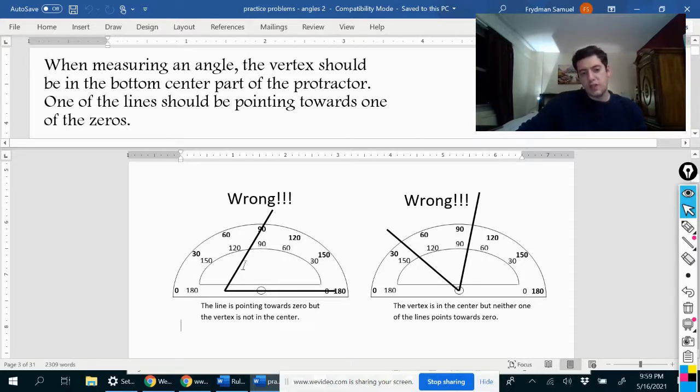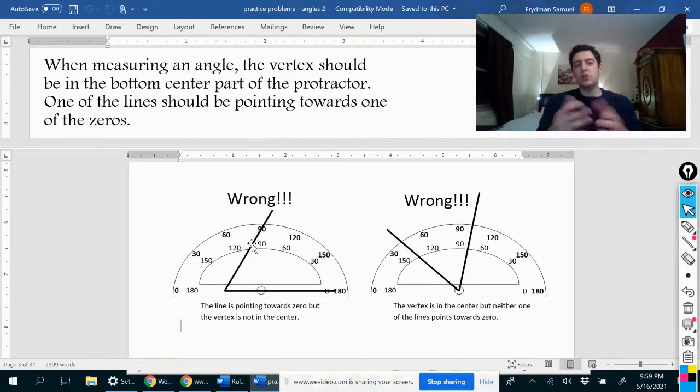So if you were using this protractor and you said that this angle was, let's say, somewhere between 90 and 120, let's say you said that angle was 100 degrees, well, you would be incorrect. That may be where this line is going, right? It looks like between 90 and 120 degrees. It looks like here would be about 100 degrees, but it was not set up properly to begin with.